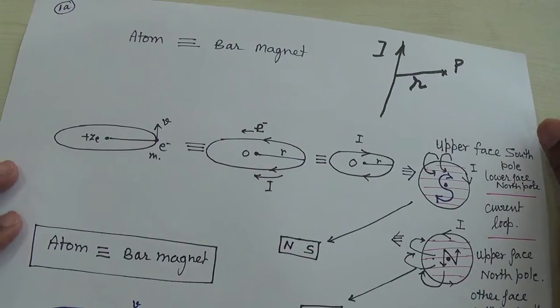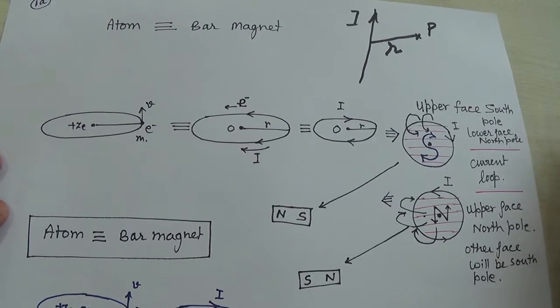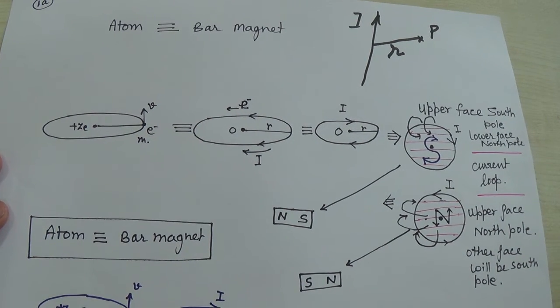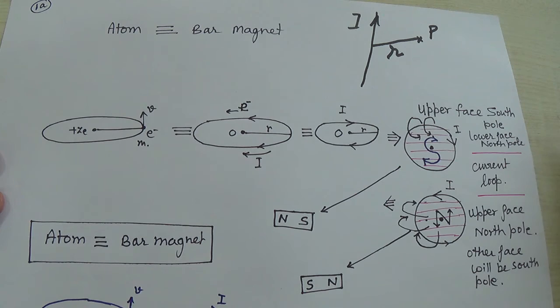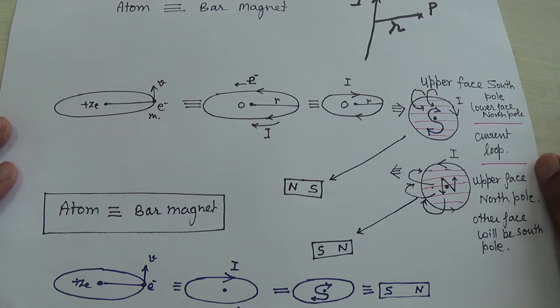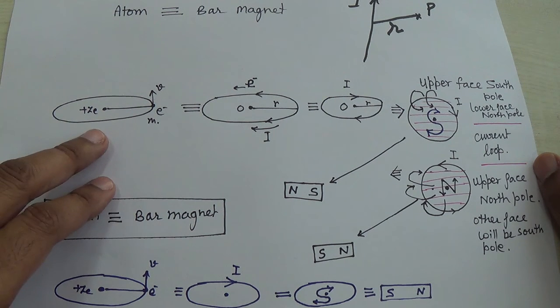Right, so in this series the first point is that here I have mentioned that one atom is equivalent to a bar magnet. Is it possible that a simple atom could be a bar magnet? Yes. Is it possible that one atom is equivalent to a bar magnet? How could it be possible? That process is explained systematically here.